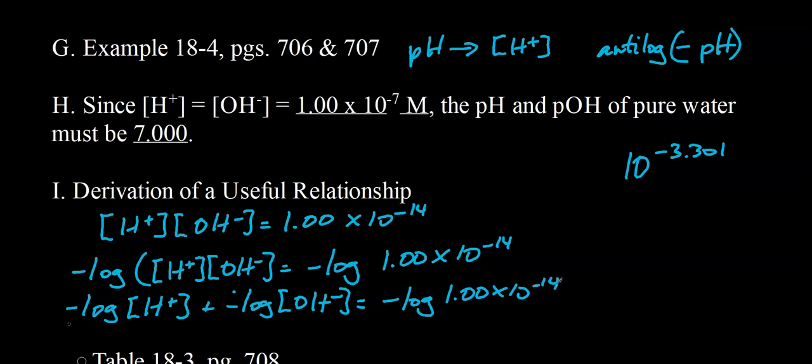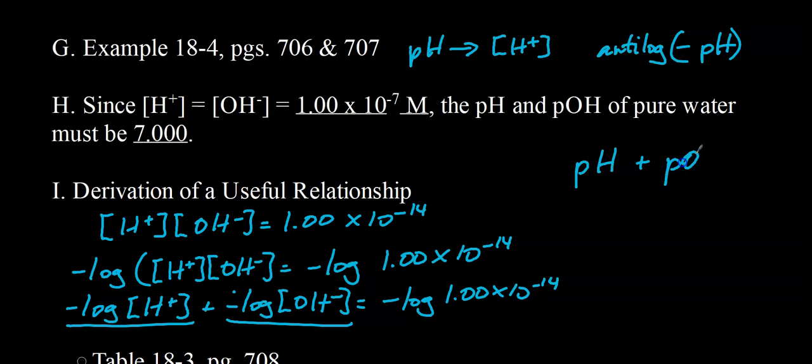Well, what's another name for negative log of H plus? I'm going to write that over here because I'm out of room. Negative log of H plus is called pH. What is another name for negative log of OH minus? That's pOH. And not what is another name, but what is the value of the negative log of KW? That is 14.000. So the sum of the pH and pOH for a solution, any solution, is 14.000.